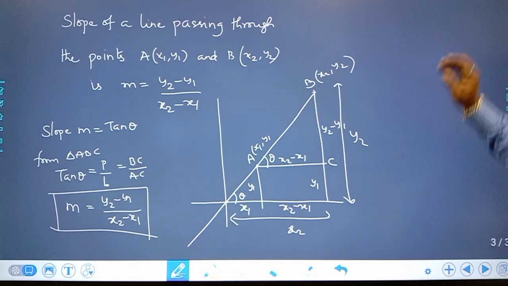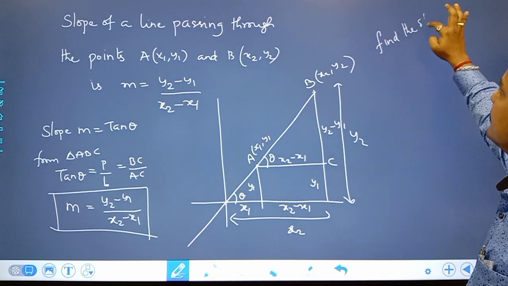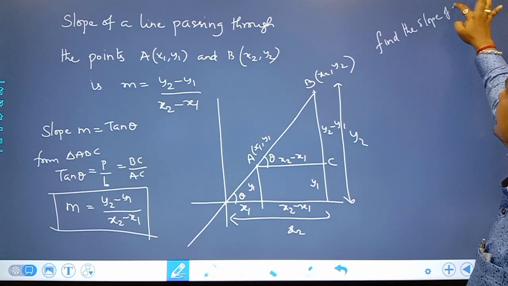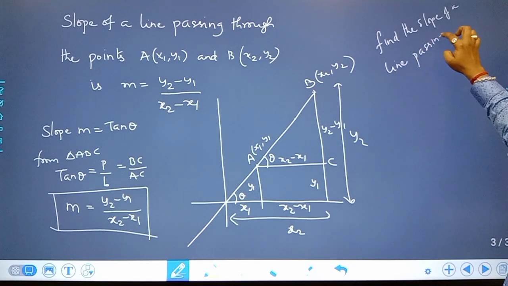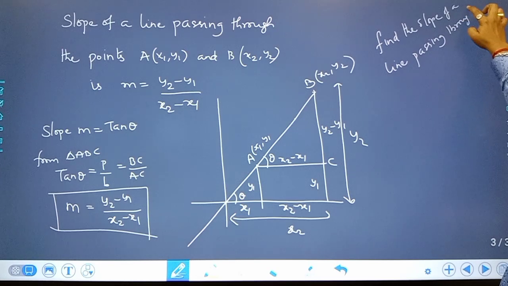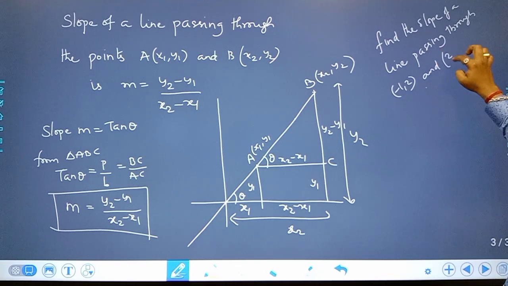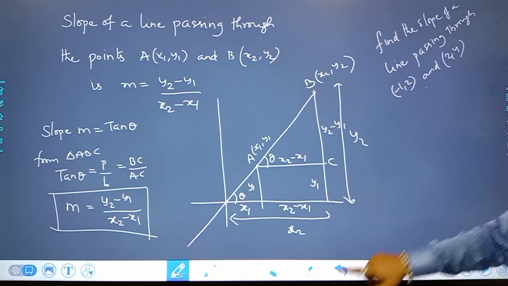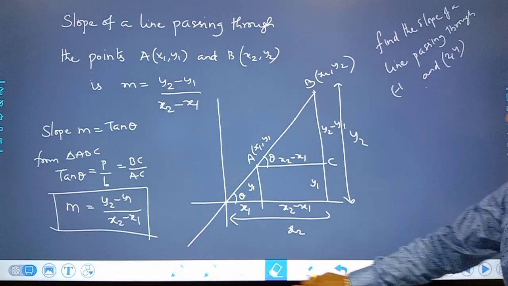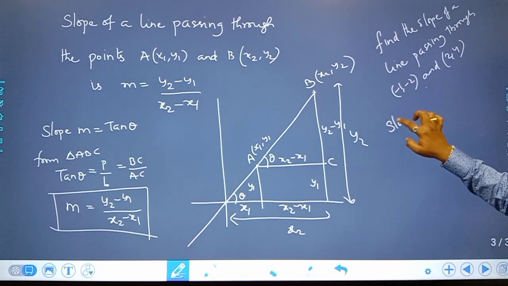Example question: find the slope of a line passing through the points -1 comma -2 and 2 comma 4. Now the slope formula properly.